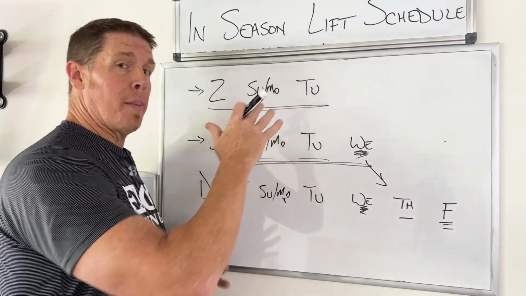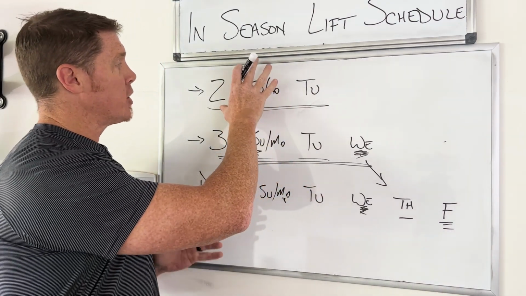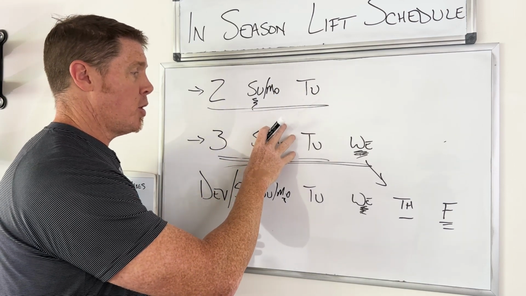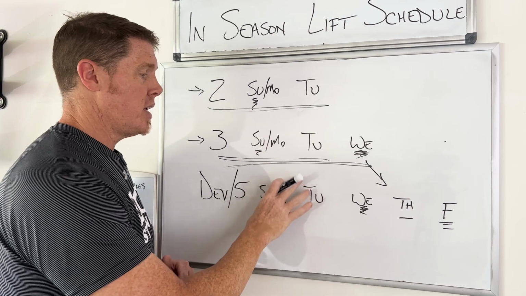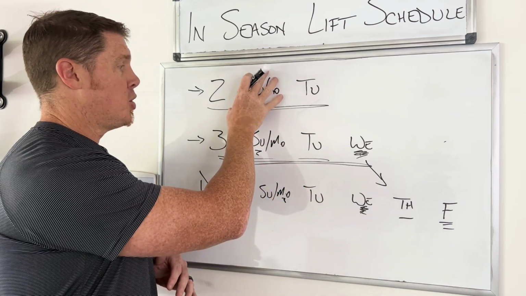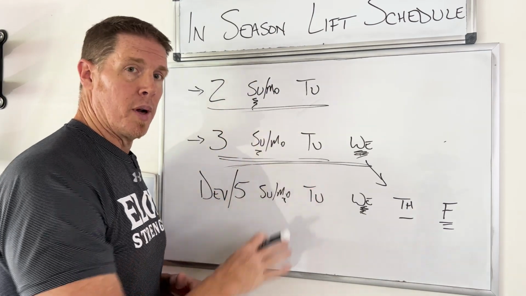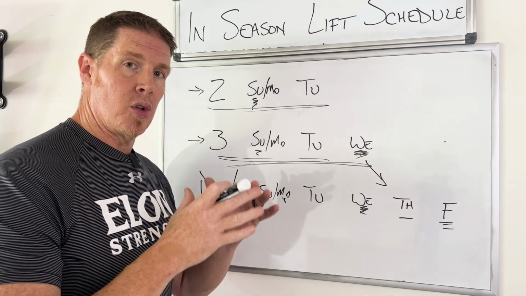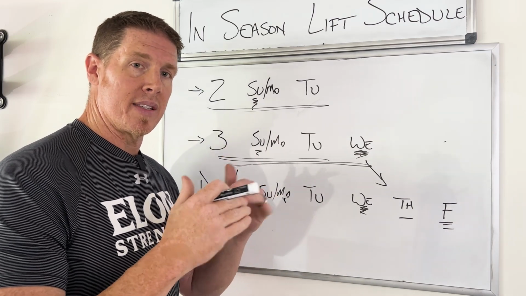So once you come out of camp, break down your team into your starters, your 2 deep, right? So some of those guys that are maybe special teams players, and then your developmental. And then it's a 2-day lift, 3-day lift, developmental lift. So hope that helped you out a little bit with how you can plan and structure your settings and how to set up your in-season lifts.